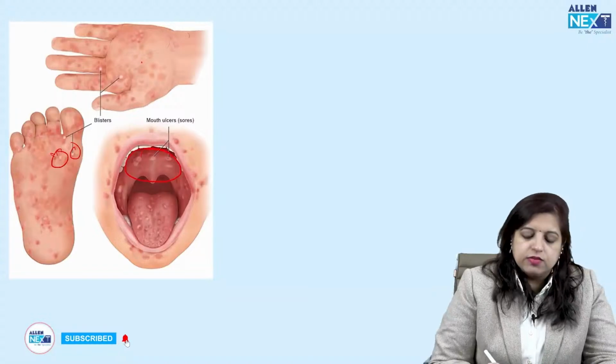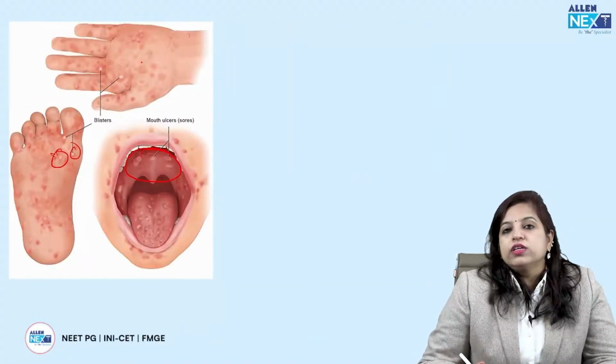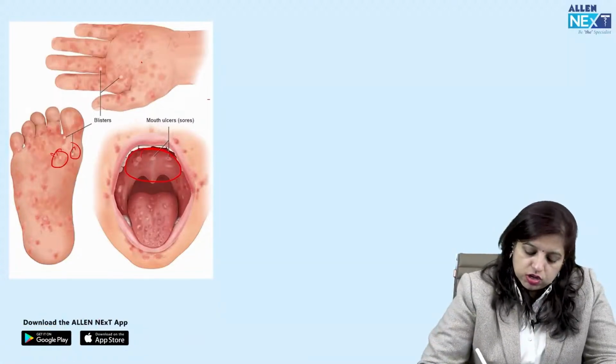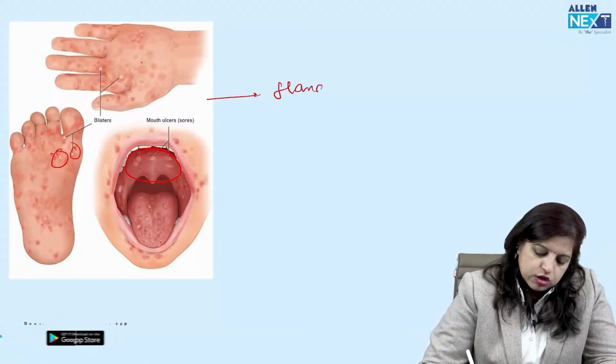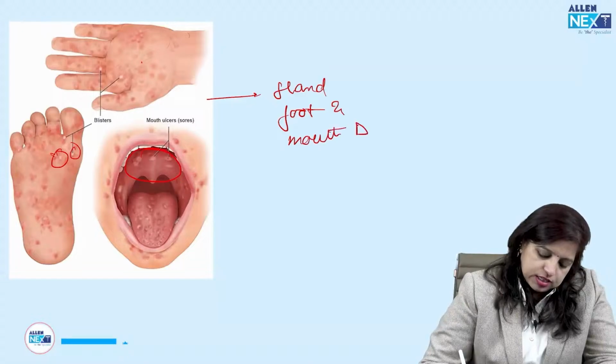Okay, so this is what we are talking about: there are fluid-filled vesicles on palms and soles, and then there are ulcers in the mouth, and there are some macular lesions on the knees and elbows and the gluteal region. What are we talking about? We are talking about hand, foot and mouth disease. We just discussed it, right?